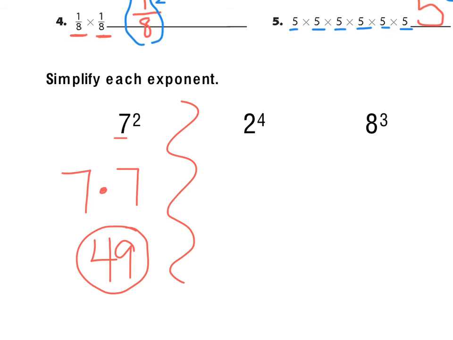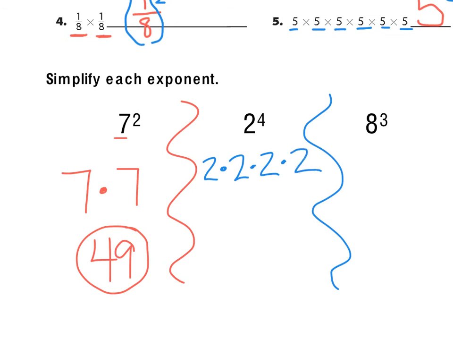Okay, let's look at the next one here. I have a base of 2, and the exponent is telling me to multiply 2 4 times. So I'm going to go 2 times 2 times 2 times 2. Let's work that out. Remember, I'm going to take it 2 numbers at a time. So I know that 2 times 2 is 4. And then 2 times 2 is also 4. So now I have 4 times 4, and 4 times 4 is 16.